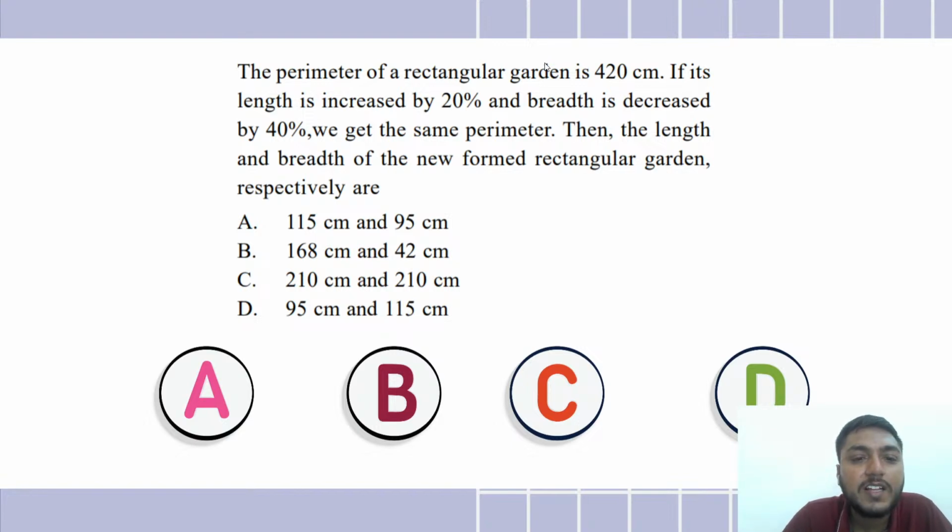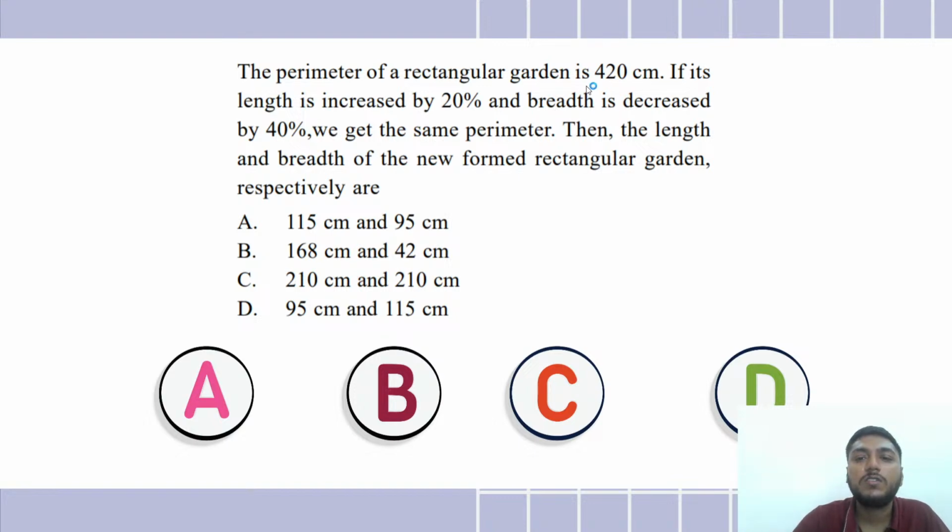First of all, tell me what is the perimeter of a rectangle. Very good, Aditya. Very good, Tanisha. You have got the answer. Very good, beta. You guys are doing excellent. 2L plus B. Very good. See, you guys are doing great.